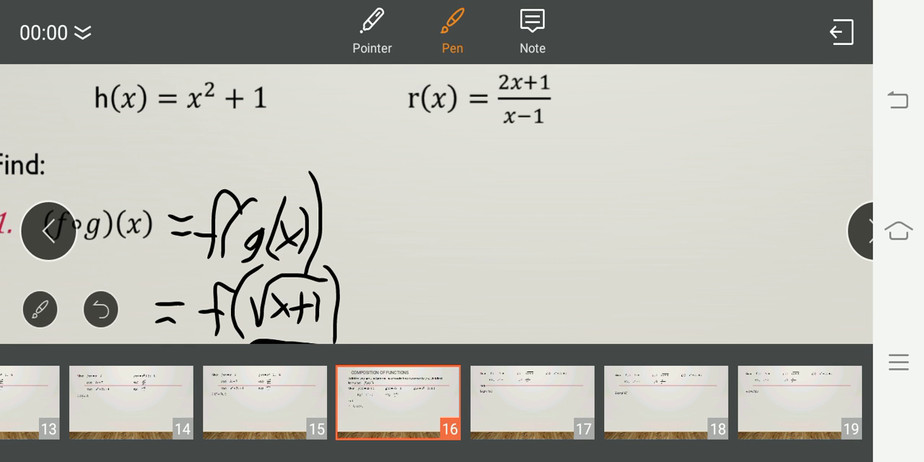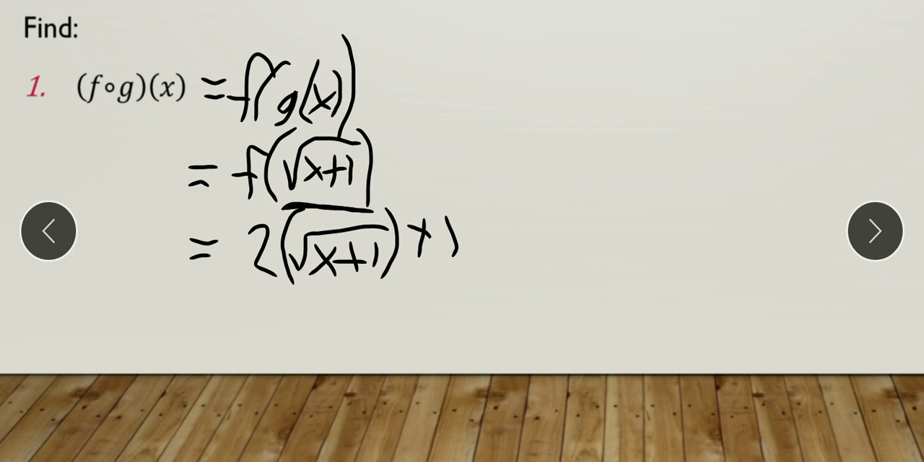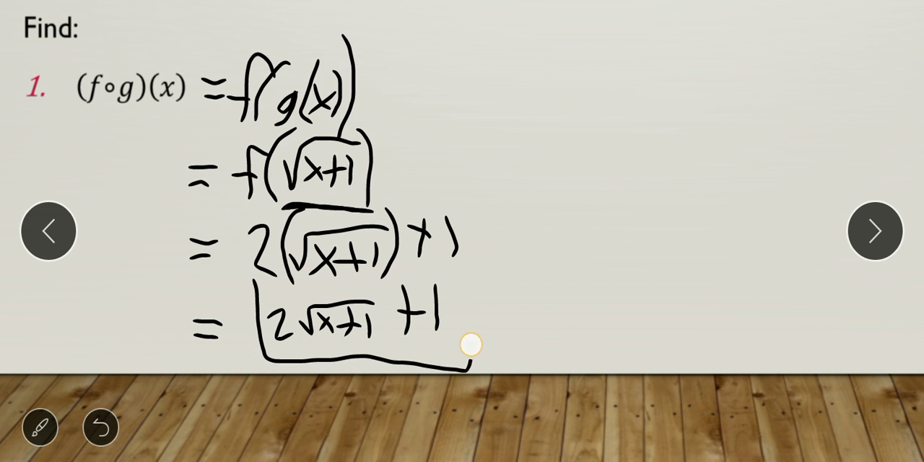Now at this point, we can actually write this as 2 square root of x plus 1, plus 1. This is now our composite function.